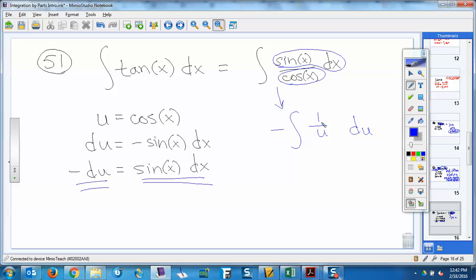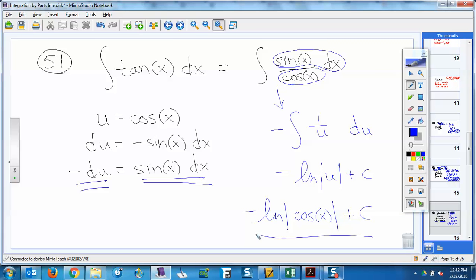But look at that. It's one we know. What is the antiderivative of 1 over u? Natural log. Now remember, that's only if it's u to the first. If this was u squared, that wouldn't be ln. That would be a power, negative 2 power, and we'd go from there. So ln u, put your bracket or absolute value, plus c. So this would be negative ln, what was u? Cosine. Negative ln cosine x plus c. And there it is.